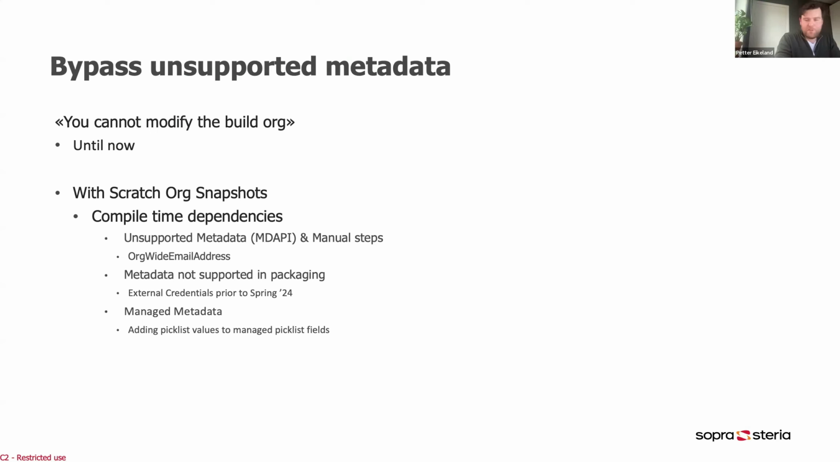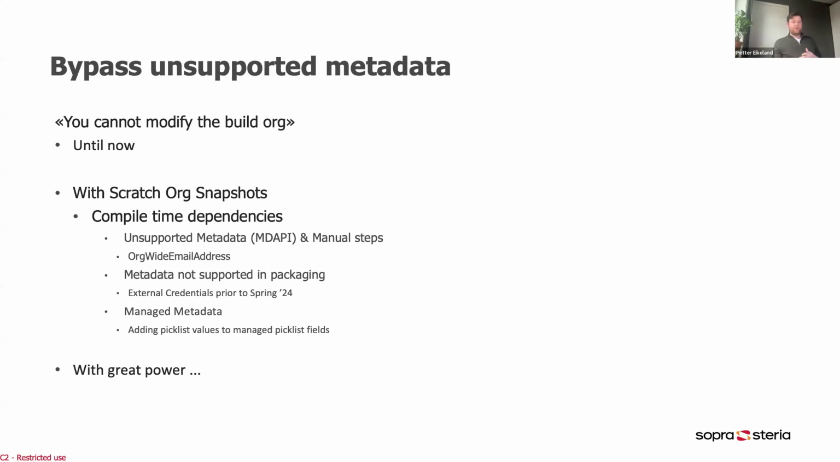The same could be used for other metadata that's not supported. For example, before Spring '24, external credentials, you couldn't package those. That meant you couldn't package named credentials because they refer to external credentials. And also, for example, managed metadata, which you can't package, but you can have references to the values in, for example, picklist values. And now you can actually manipulate that picklist in the snapshot before you create a build org and package version.